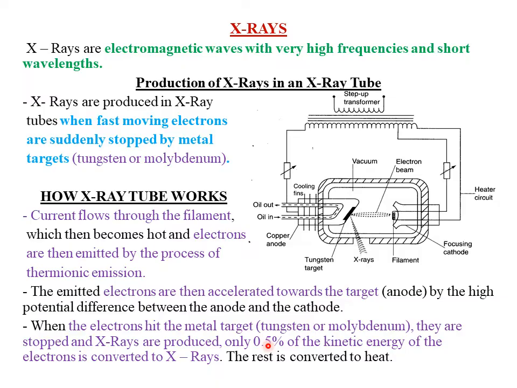Then we are saying that only 0.5% of the kinetic energy possessed by these particular electrons is converted to X-rays. That means the rest of the percentage will be converted into heat. So the rest is converted to heat. That is why you need a metal of very high melting point, such as tungsten, so that it does not melt in the process of producing X-rays.